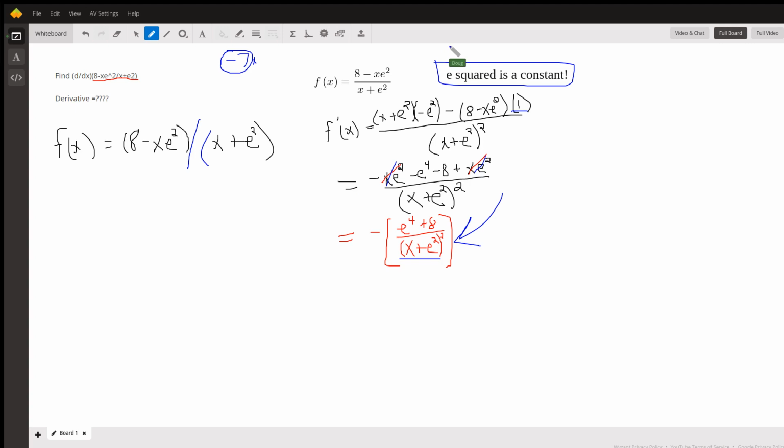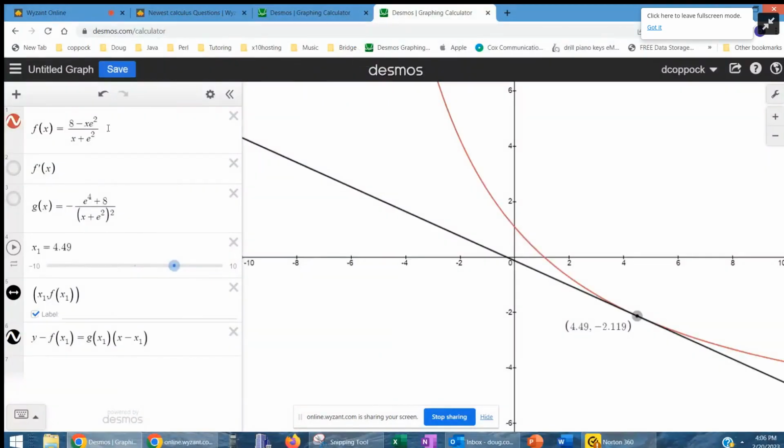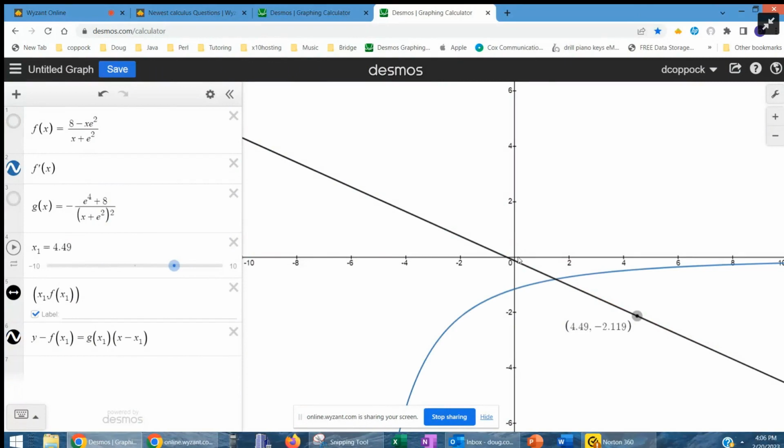And if I share my screen real quickly and go to Desmos, there's the original function. If I hide that function and click f prime of x, I get that blue graph, and g of x is that. They overlap each other, so that kind of convinces me that this g of x is correct.